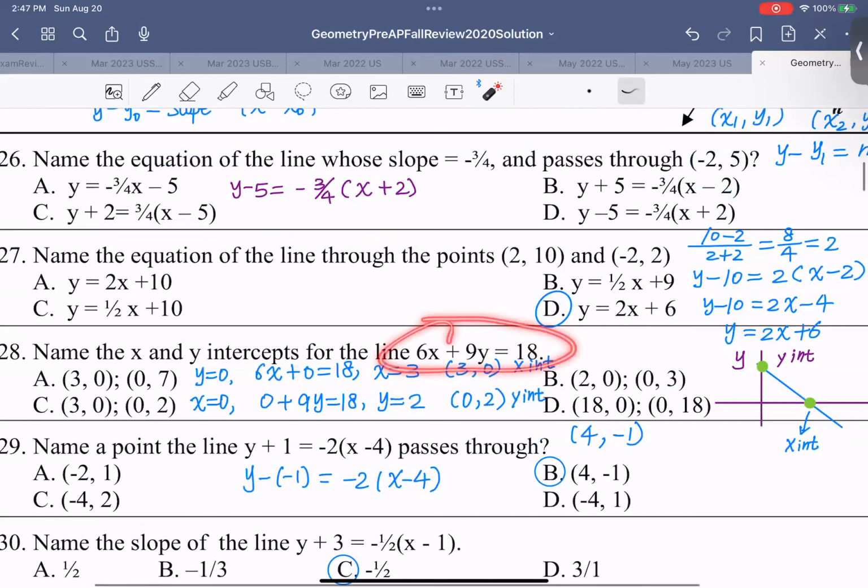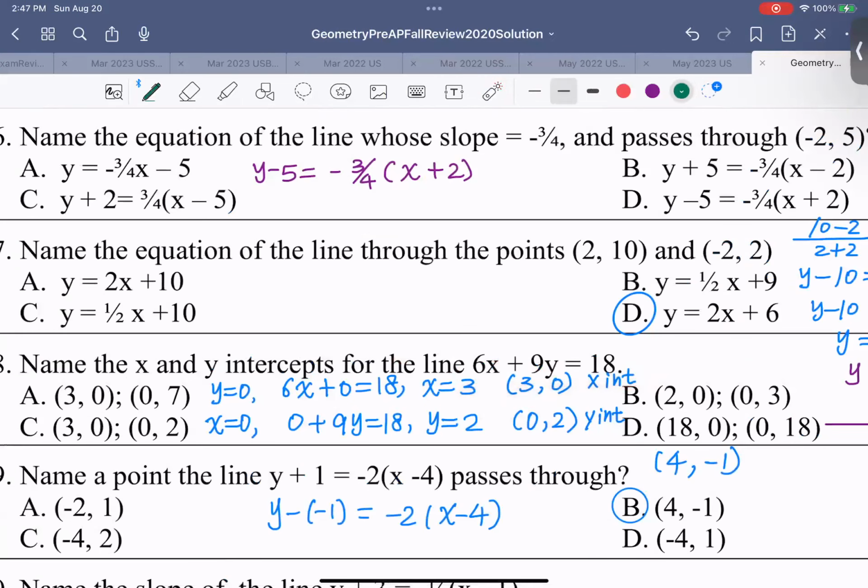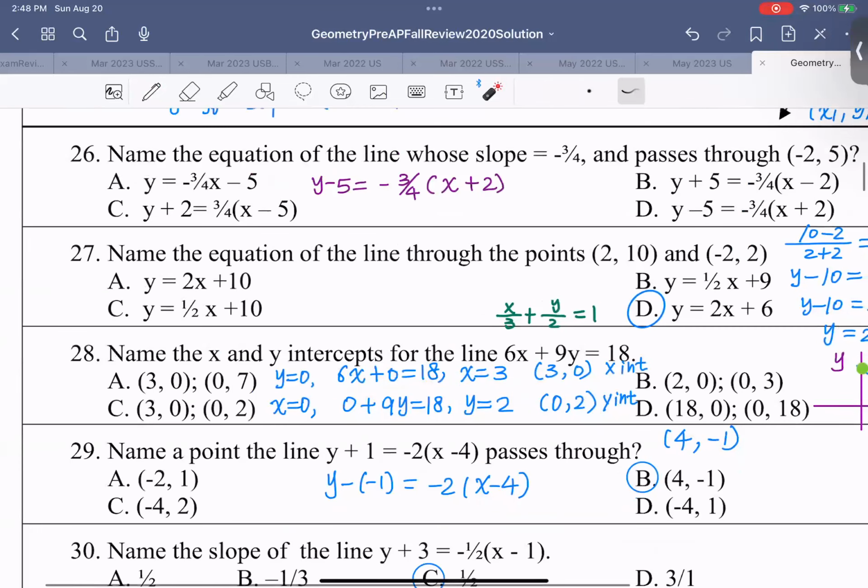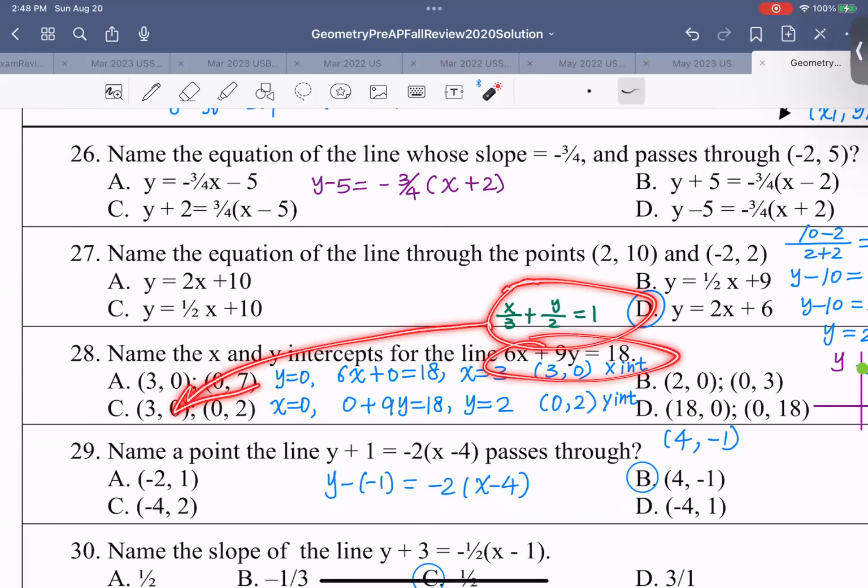You can do it this way, using the way I showed you just now. Divide by 18. Look at here. 6 over 18 is 1 over 3. 9 over 18 is 1 over 2. So 3, 0 is the x-intercept. 0, 2 is the y-intercept. Okay? If you truly understand that format, this one is a 2-second question.